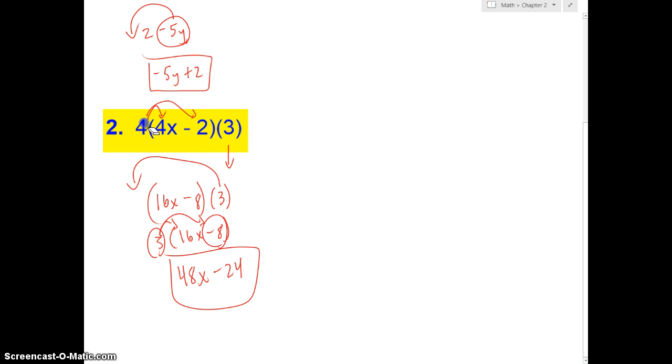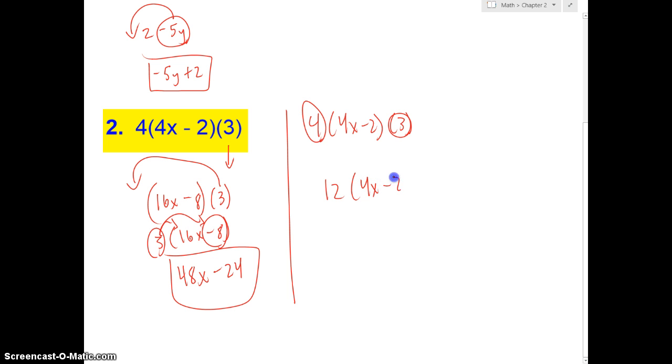Now, there's another way to do this problem as well, and I'm going to show you how to do it right here. So when I rearrange the problem, 4x minus 2 times 3, the commutative property of multiplication says you can multiply this in whatever order you want. So you can say 4 times 3 if you want to. So I'm going to say 4 times 3 is 12, and I'm going to distribute the 12. Again, I said 4 times 3 is 12.